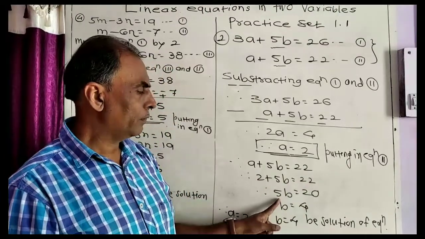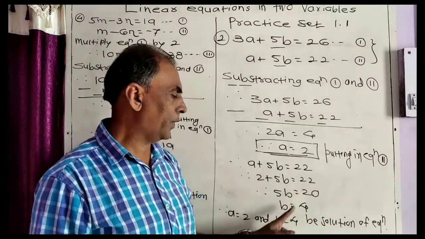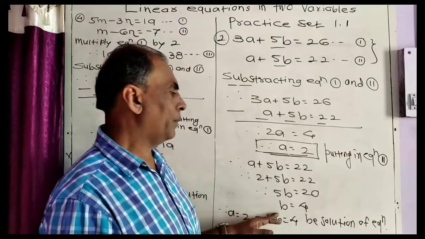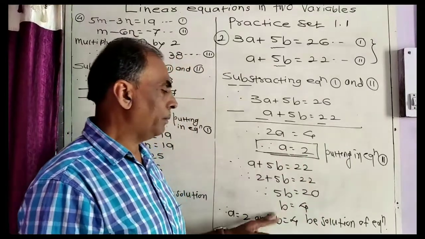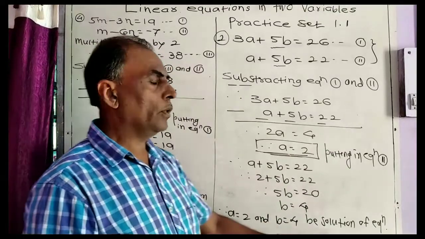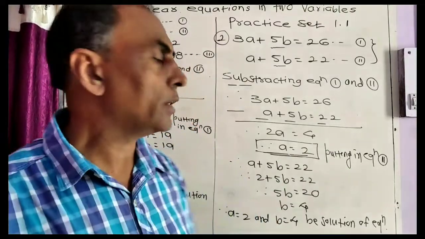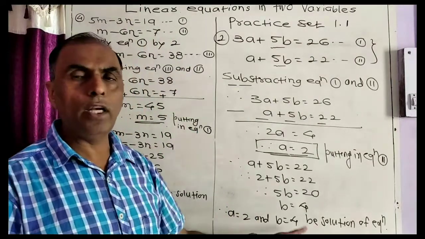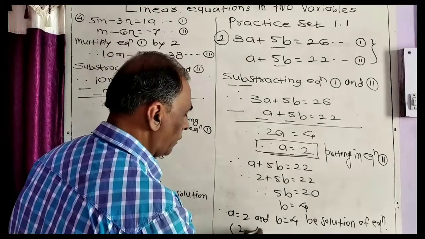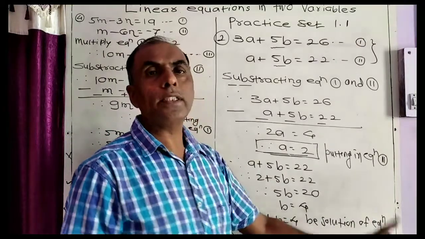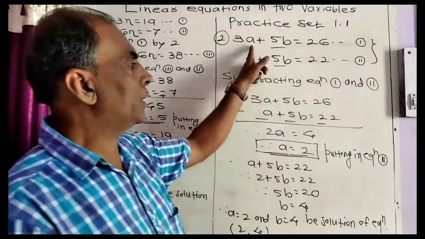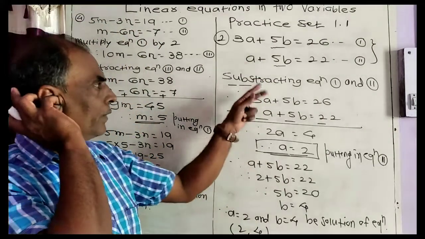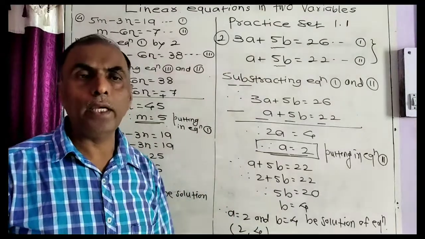Subtracting 2, we get 5b = 20. Divided by 5, we get b = 4. So we have the values of both variables: a = 2 and b = 4 is the solution of the above two simultaneous equations, or we write in brackets, first the value of a, second the value of b, so (2, 4) is the solution of the simultaneous equations. So using this first method, elimination by equating the coefficients, we have found the values of both variables a and b.